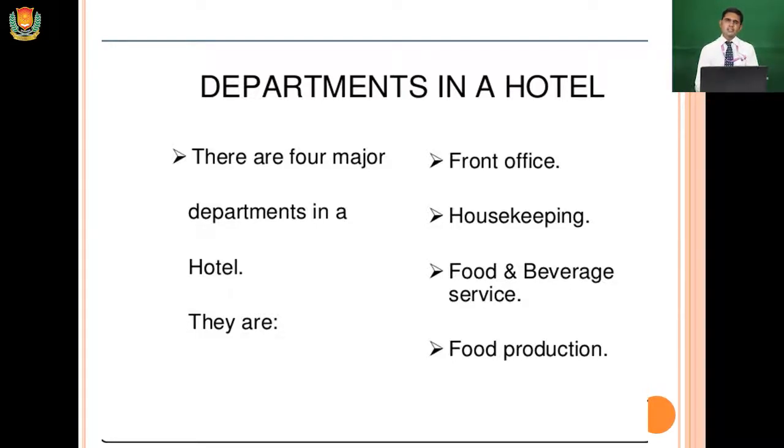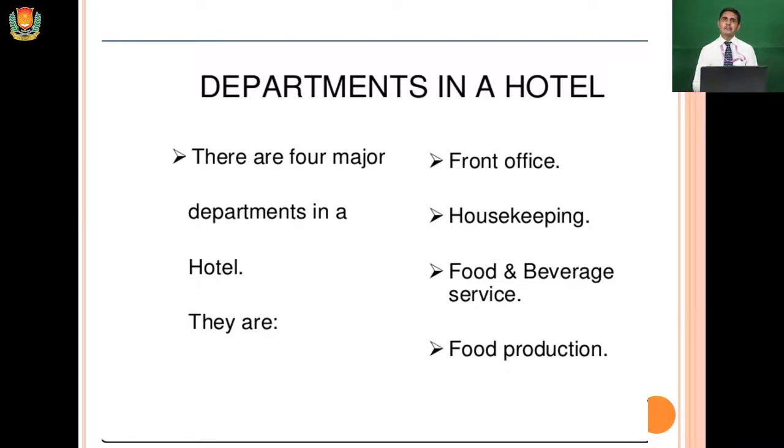Then we have the Thai kitchen. The Thai kitchen is responsible for making Thai food. Then we have the bakery. The bakery is responsible to make sweet desserts like brownies, vanilla cake, pastries. A lot of these things they are responsible to make. So now I have cleared all 4 major departments.